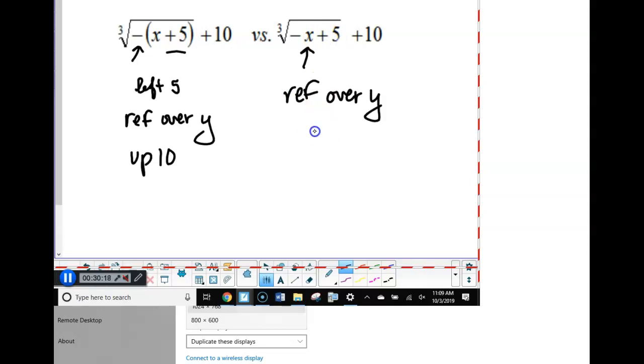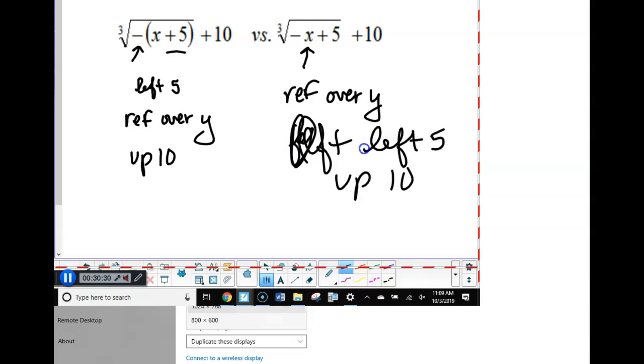And then a plus 5 inside actually moves still left. Oh my gosh. Yeah, pretend I can write left. I don't know what that says. And then up 10. Okay.